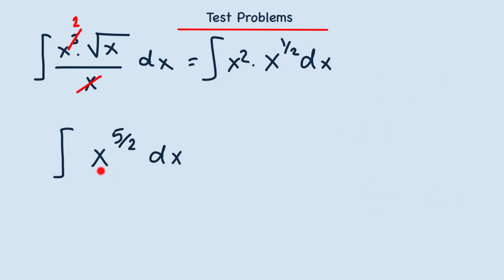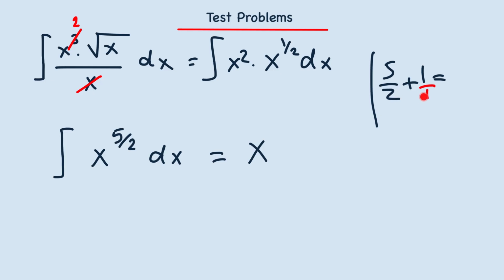Now we can integrate this part very easily, right? So the integral of x to the power of 5 over 2, I have to add 1 to the exponent and divide by the new exponent. So the answer will be x to the power of, let us do it together, 5 over 2 plus 1. Of course, we have an imaginary 1 here.